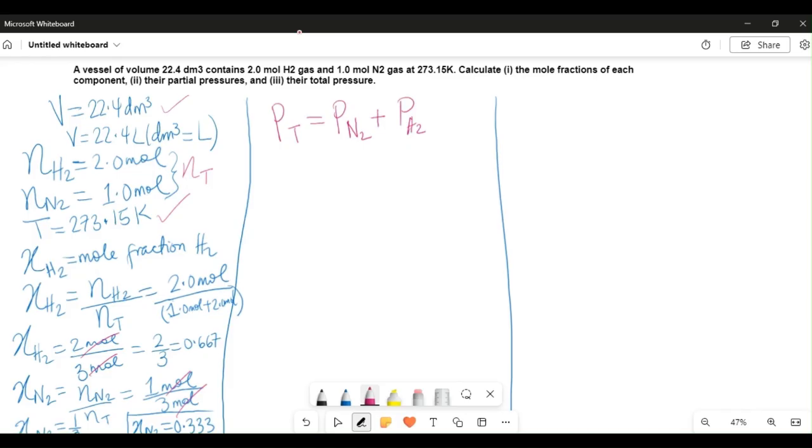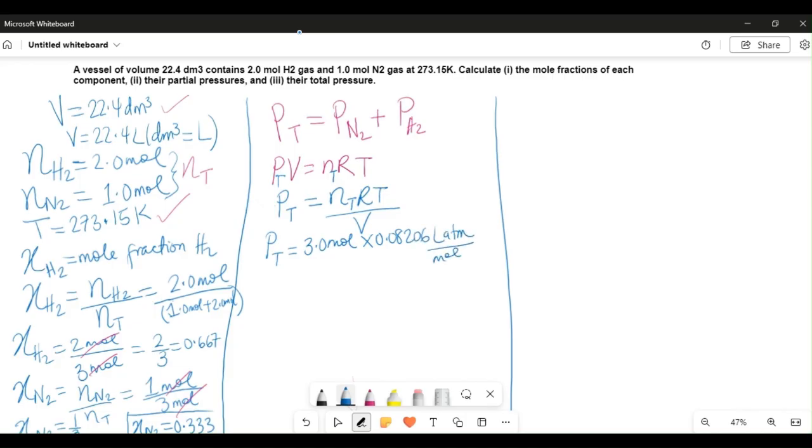So we can use the good old ideal gas formula, PV equals nRT, where P is the total pressure and n is the total number of moles. Rewriting this, to find the total pressure, we have P subscript T equals n T R T divided by V. So the total pressure becomes the total number of moles, 3.0 mole, times the gas constant 0.08206 liters atm divided by mole Kelvin, times 273.15 Kelvin, all divided by the volume, which is 22.4 liters.